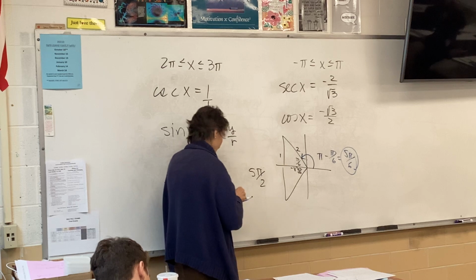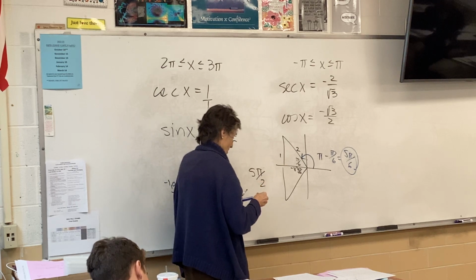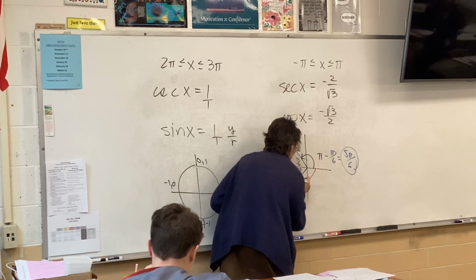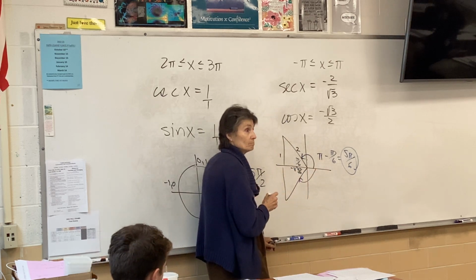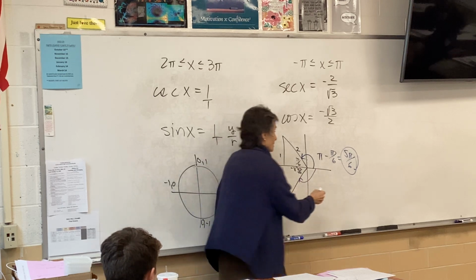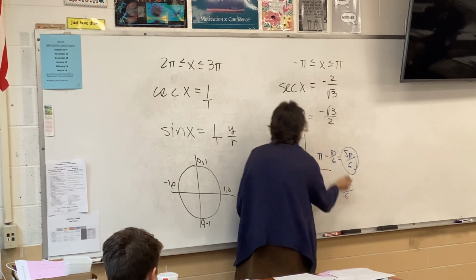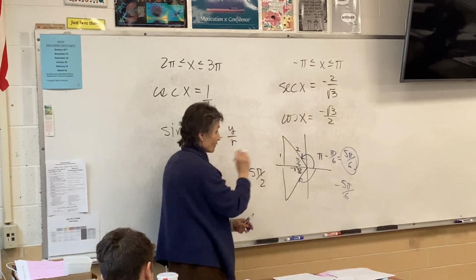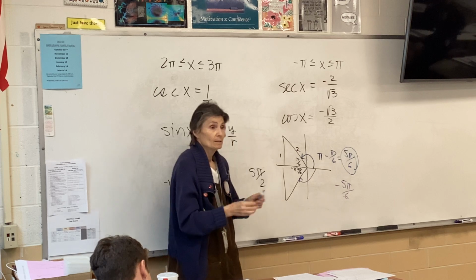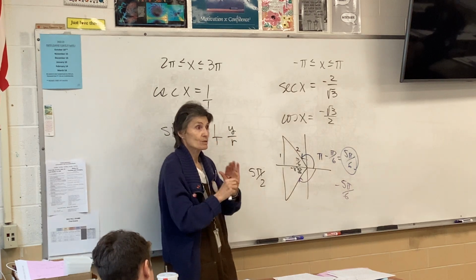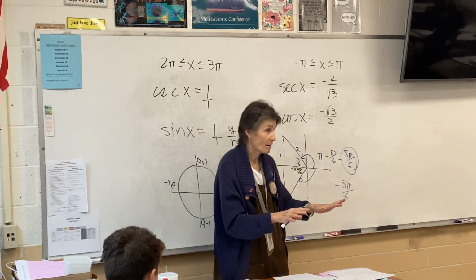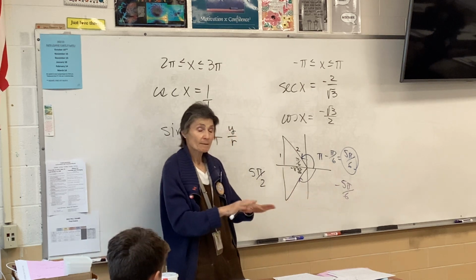Now I need a negative one. So what about this guy? What would he be? Negative 5 pi over 6? Is that in this interval? There they are. Those are the answers to the question. Okay? So some of you are trying to do this too fast, I think. Some of you haven't memorized what you need to memorize. And some of you just need to think.